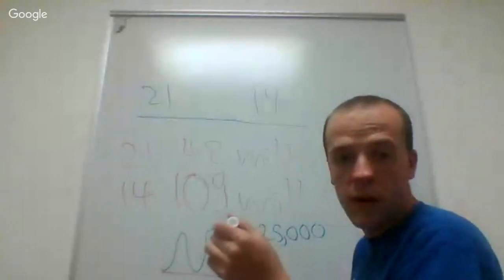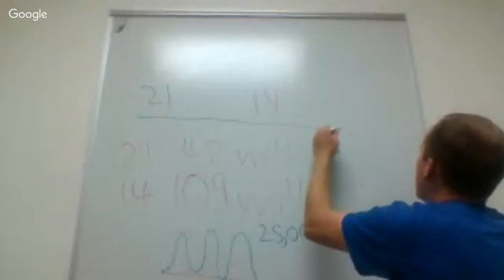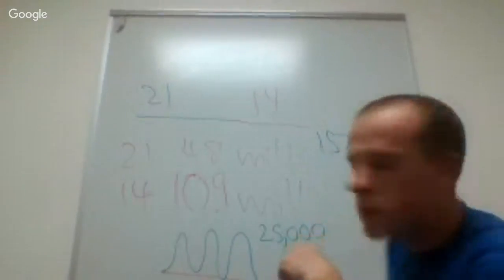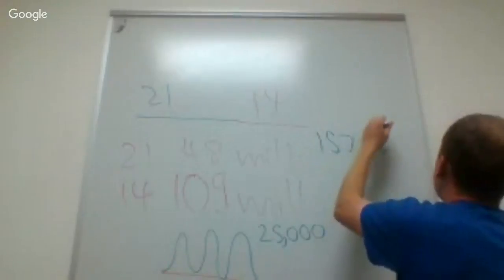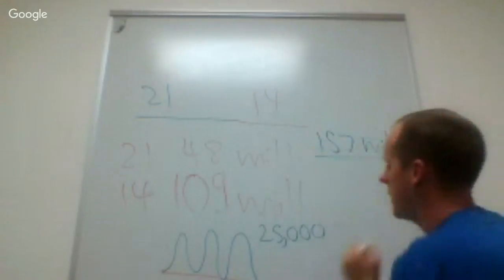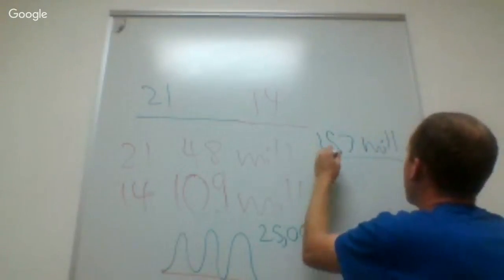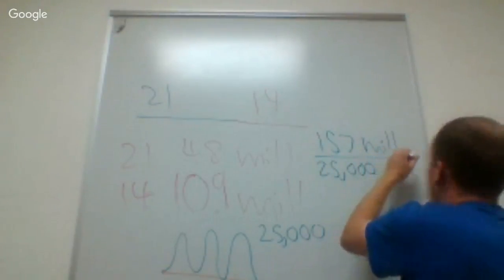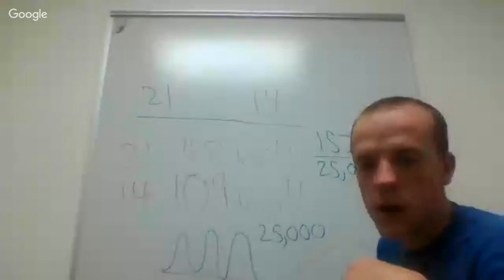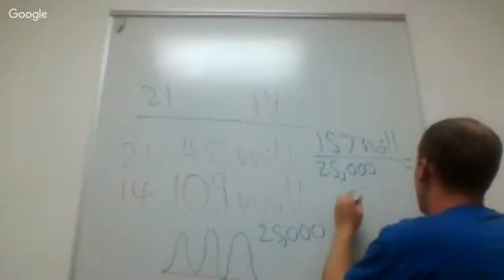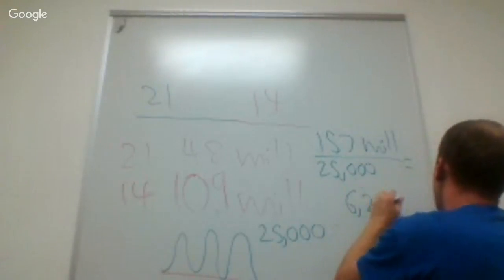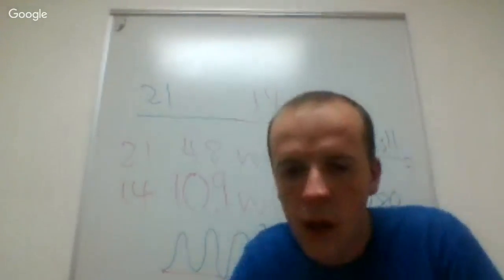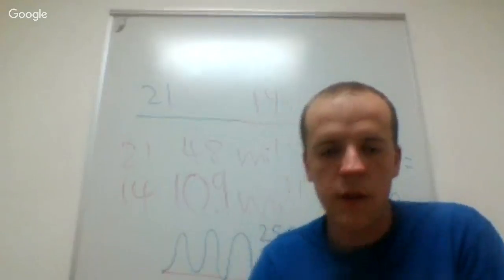So what I'm going to do is take 157 million base pairs and divide by 25,000 base pairs. And that's going to give us the total number of radial loops, which is 6,280 radial loop domains. And that's it for that one.